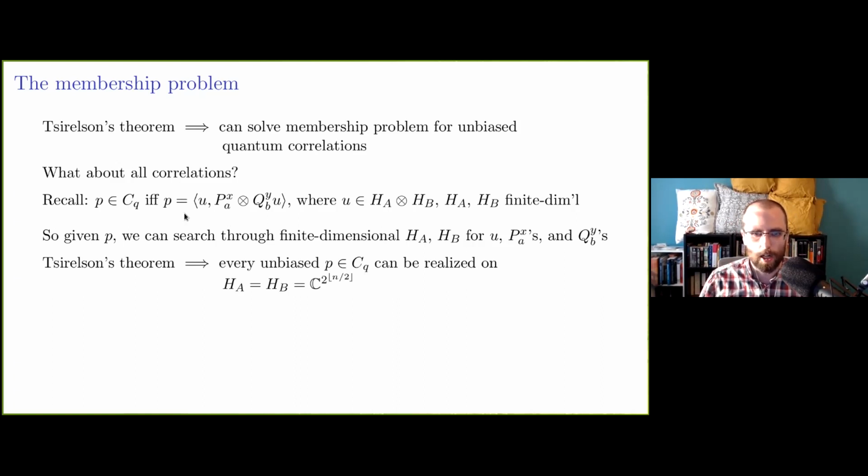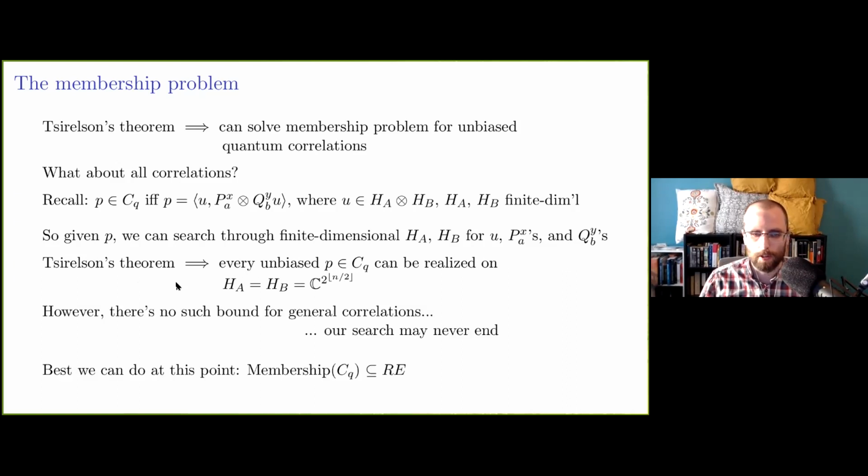If we were dealing with unbiased correlations, the way Tsirelson proves his theorem is by showing that you can actually get every P that is in CQ with Hilbert spaces of dimension at most 2 to the floor of n over 2, where n is the number of questions. However, there's no such bound for general correlations. So we might start to search, and our search is never going to end.